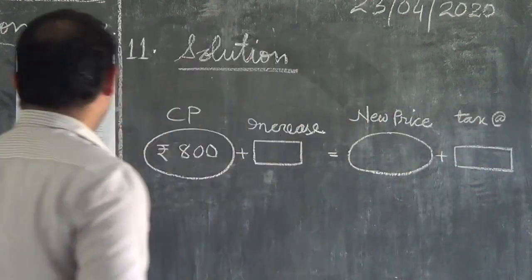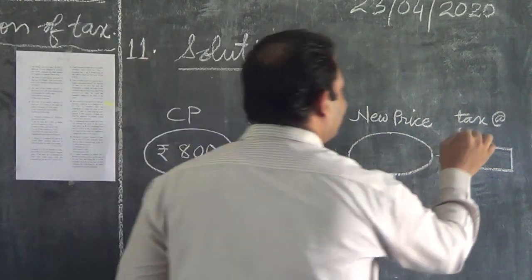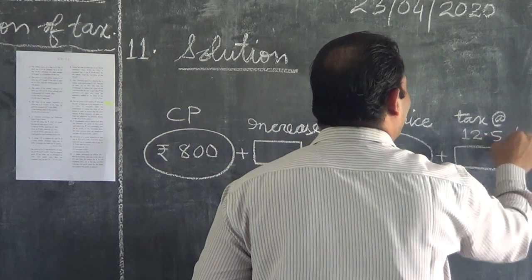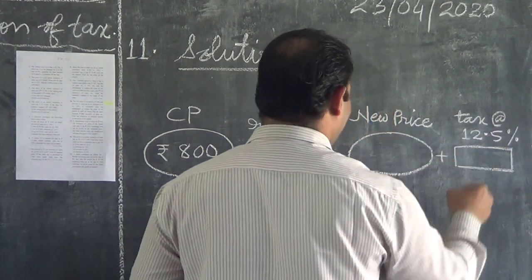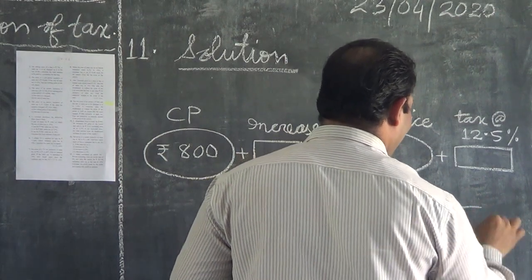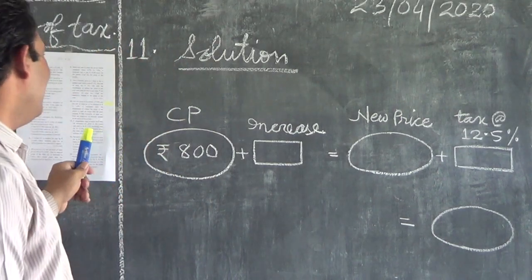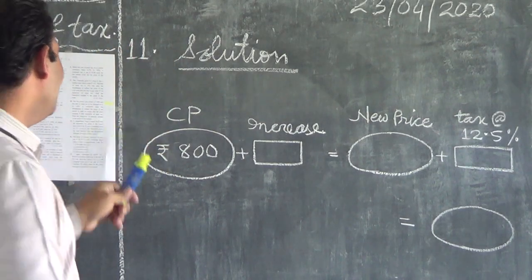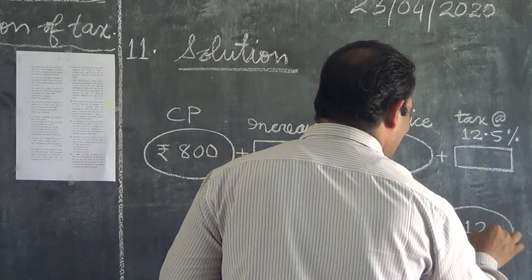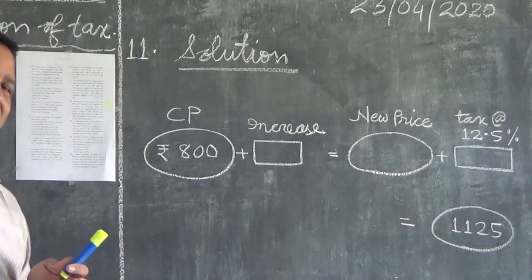At what rate is it given here, children? Tax at 12.5%. Tax is calculated at 12.5%, and then the final answer comes here. The final answer is how much? 1125.